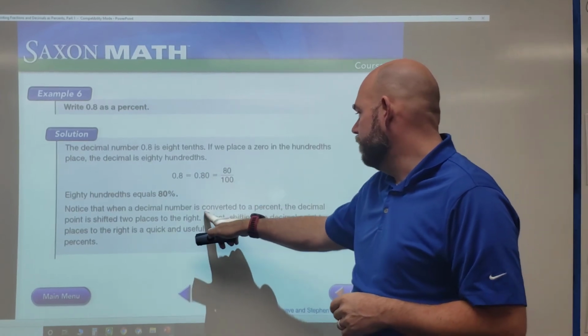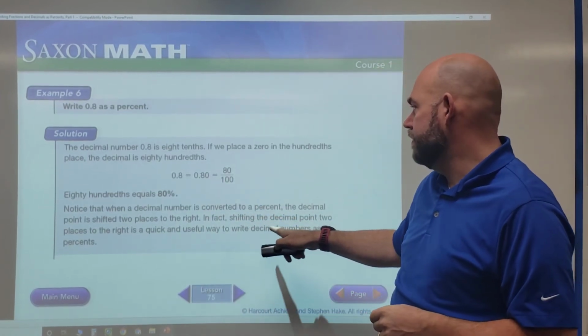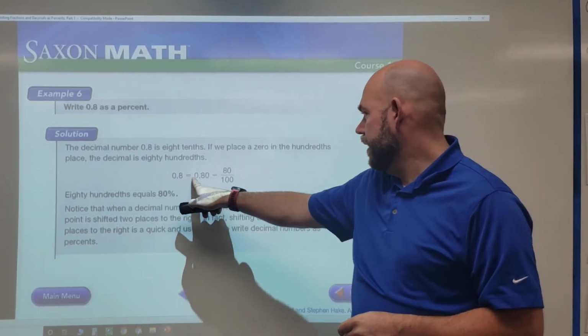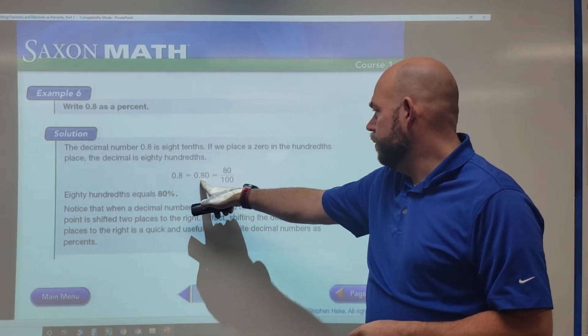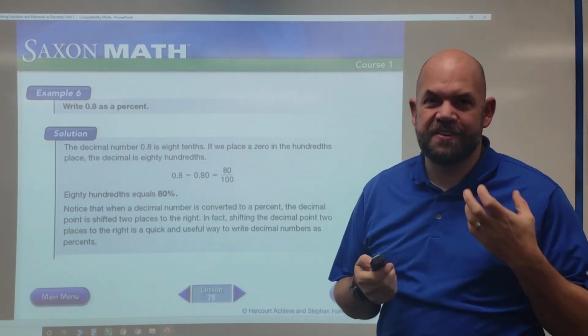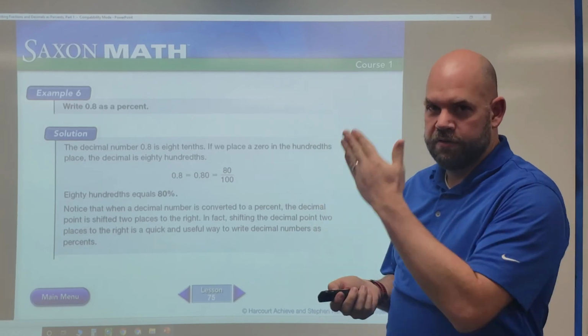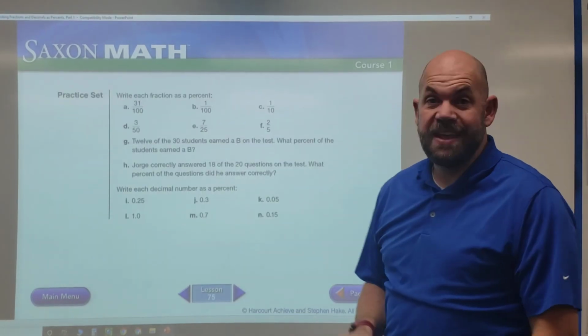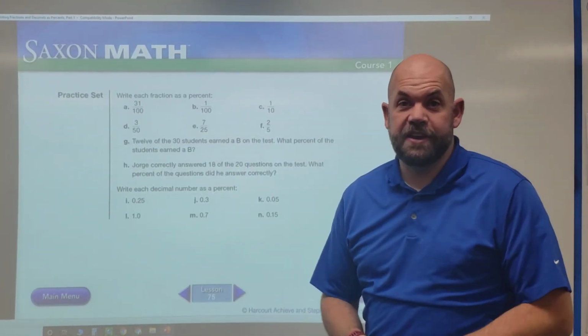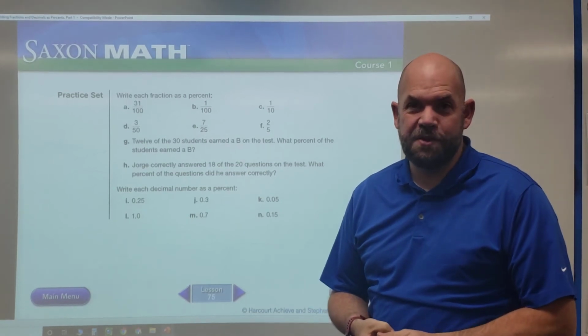Note that when the decimal number is converted to percent, the decimal point is shifted 2 places to the right, okay? From decimal, 2 places to the right. That's because it's in the hundredths slot. All right, and that's it. So you're just going to have to practice this today. It's not too tricky. It should feel like review.